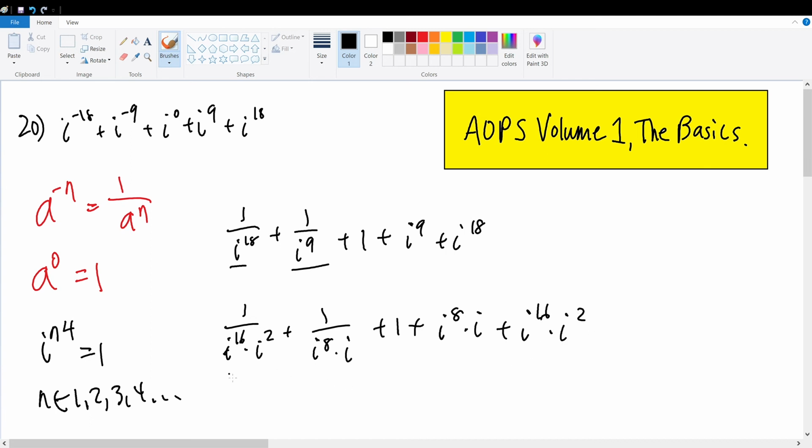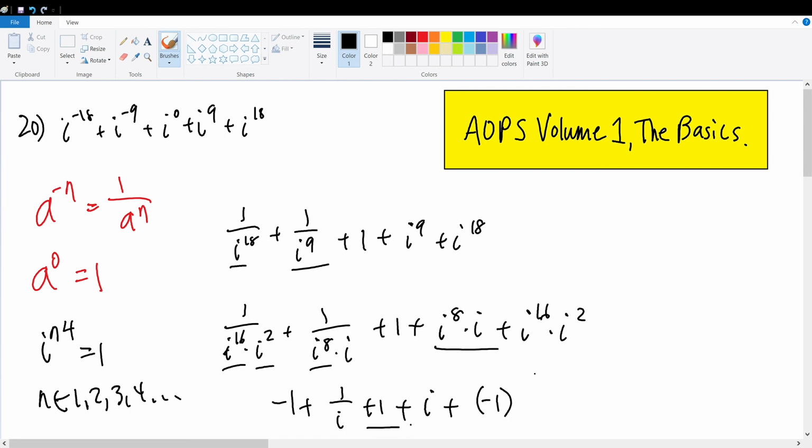And i to the 16th, since it's raised to a power which is a multiple of 4, will be equal to 1. And i squared will be negative 1. So the first term, evaluated, should be nothing more than negative 1. And then i to the 8th is 1 times i, so that will be 1 over i, plus 1 plus i to the 8th times i, which is i, plus i to the 16th times i squared, which will be negative 1.